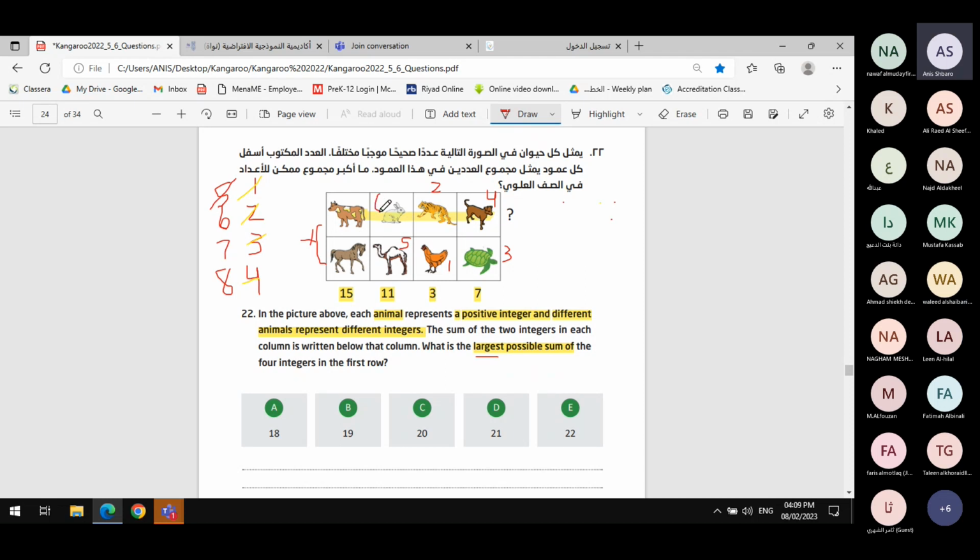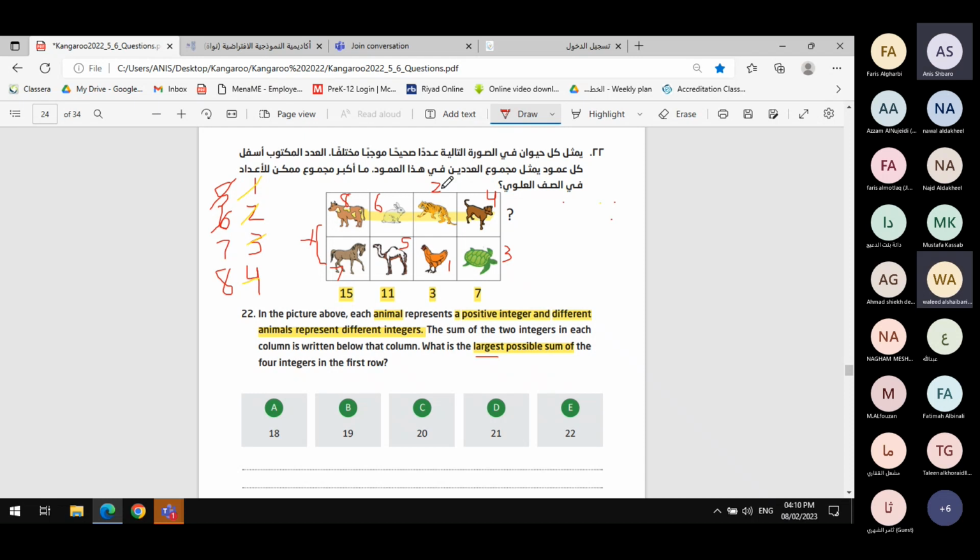7 minus 5 is 6. Right. So 5 and 6 are used. So I'm going to cross the 5 and the 6. Now you have the horse and the cow. Yeah. 15 is left, which means I'm gonna go 7 with the horse and 8 with the cow. So 15 minus 7 is 8.